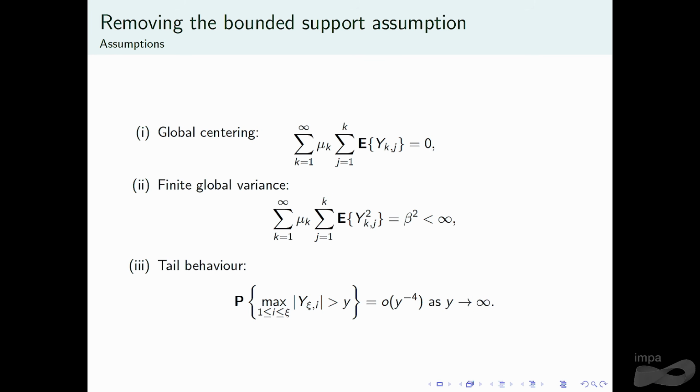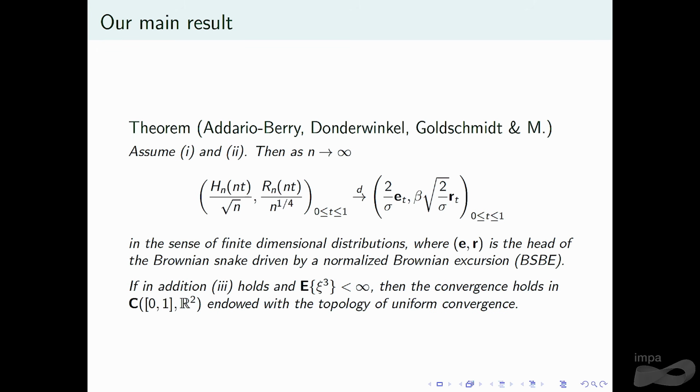So these are our three main assumptions: the same global centering as Merkel and global finite variance, and then a final tail behavior assumption on the maximum displacement away from a vertex with degree given by my offspring distribution. And so our main result can be stated as follows. If I assume global centering and global finite variance, then the head of the discrete snake will converge upon rescaling to the head of the snake driven by a normalized Brownian excursion.